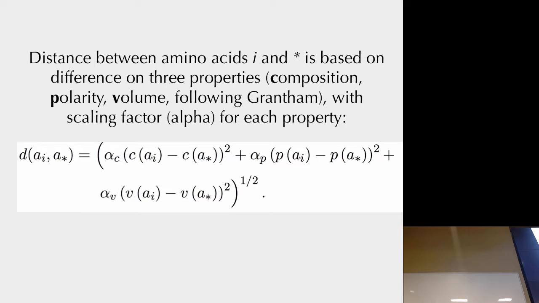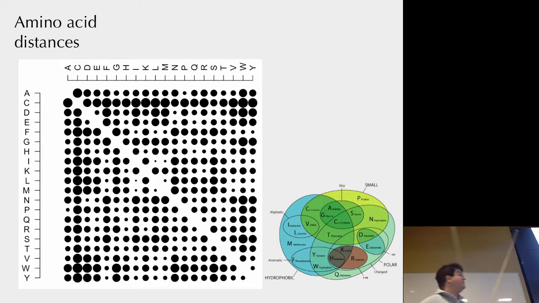So I have composition: I take the difference in composition, times the weighting factor, square that. Difference in polarity, times the weighting factor, square that. Then take the square root. So just Euclidean distance. And the cool thing about that is then for any pair of amino acids, I can get the distance between them.